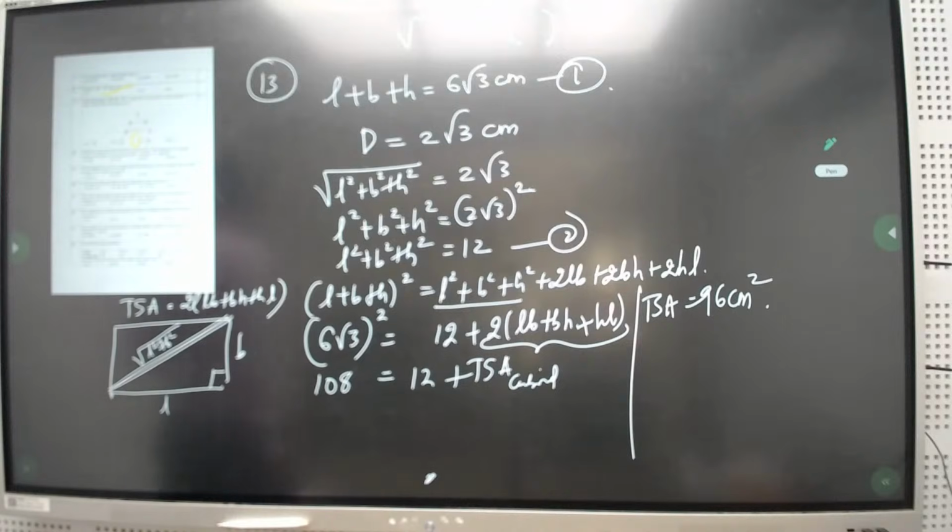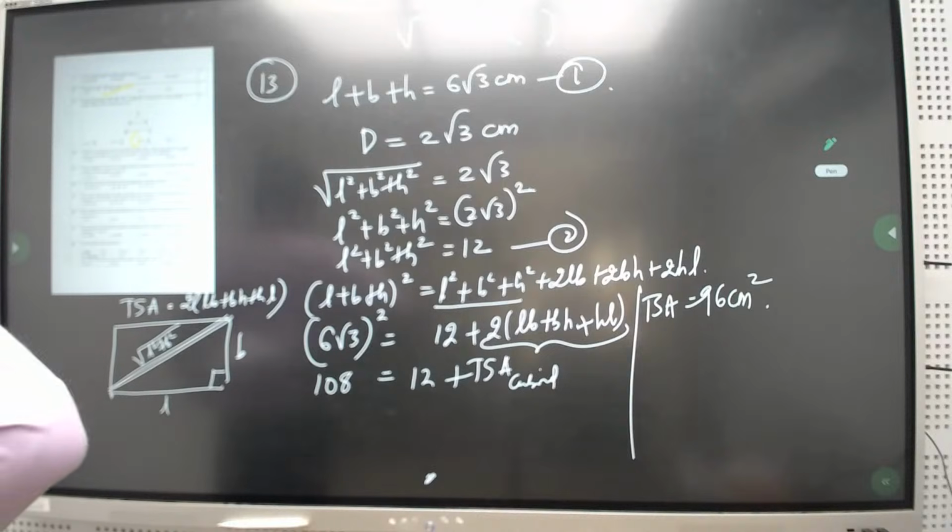What is the empirical relationship between mean, median, and mode? Empirical relation: without hesitation, you should say 3 median is equal to 2 mean plus mode. 3 median is equal to 2 mean plus mode.